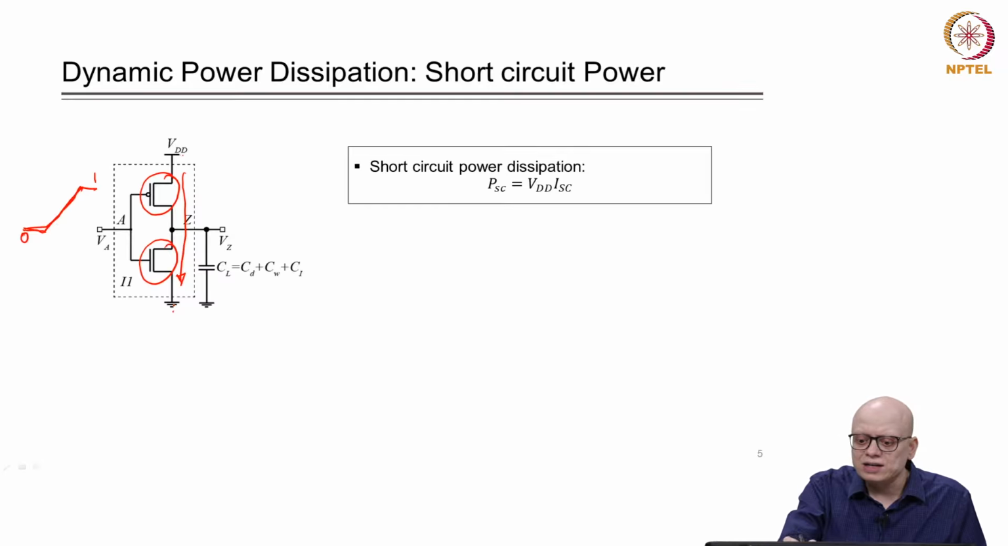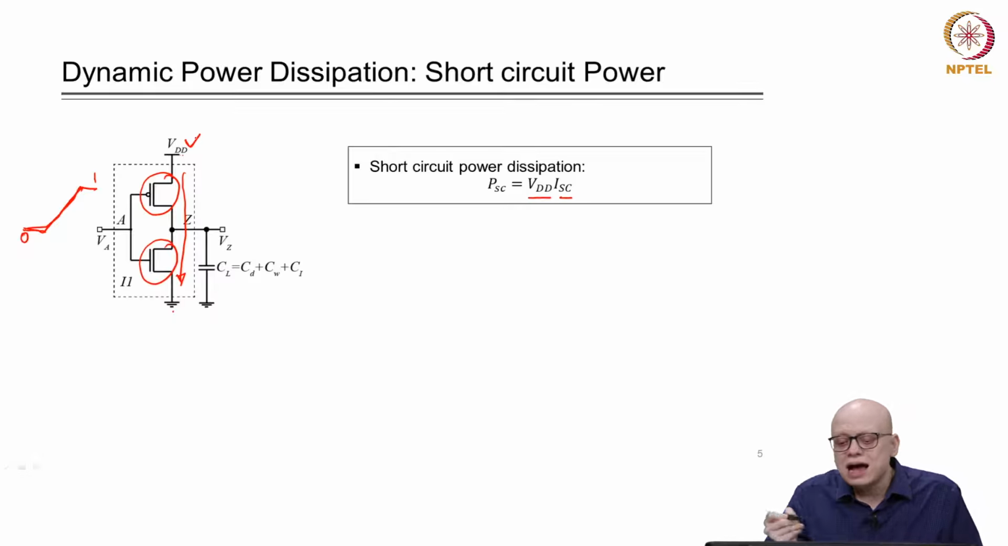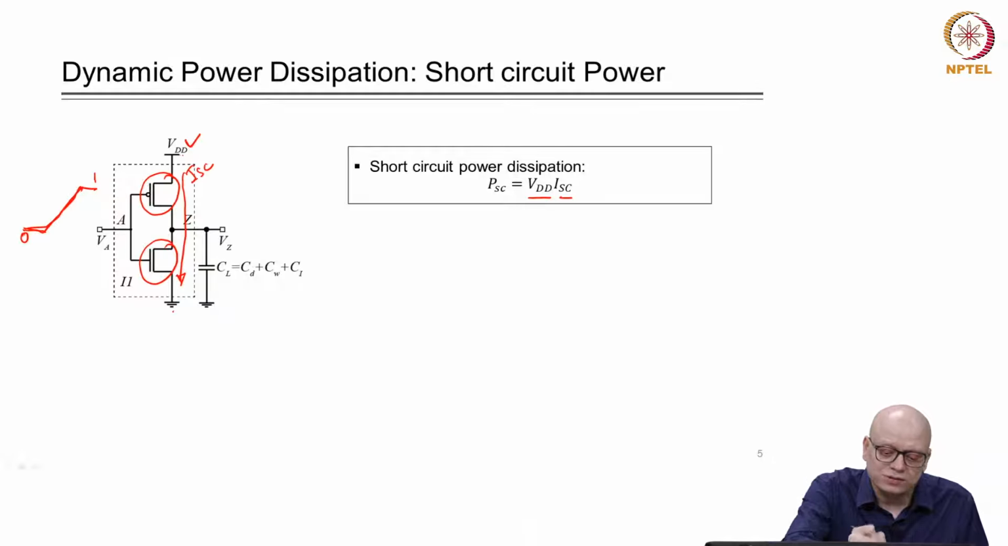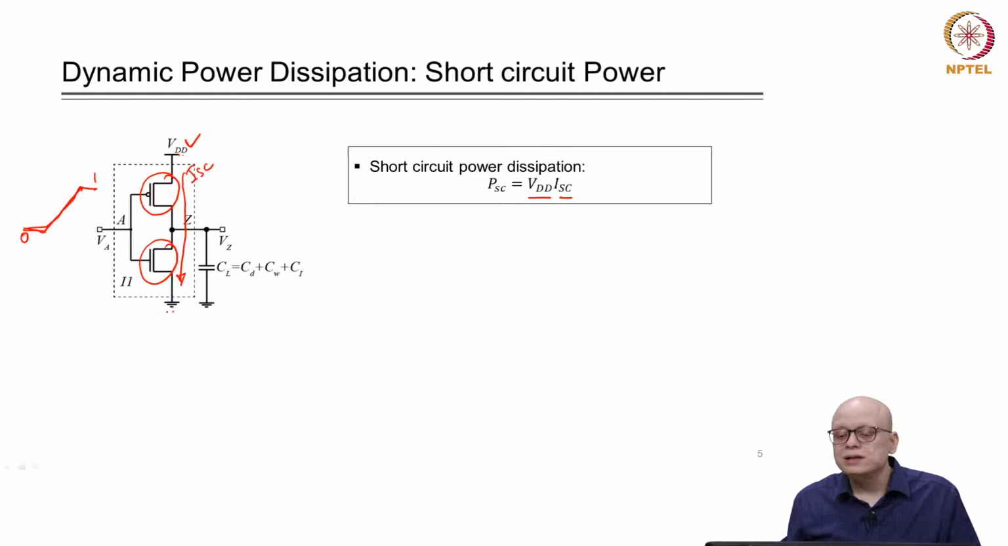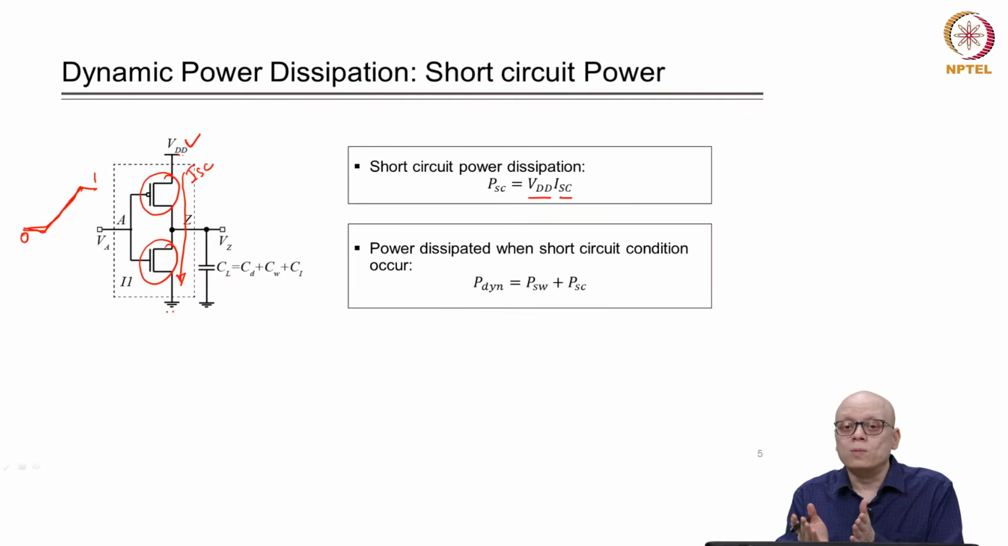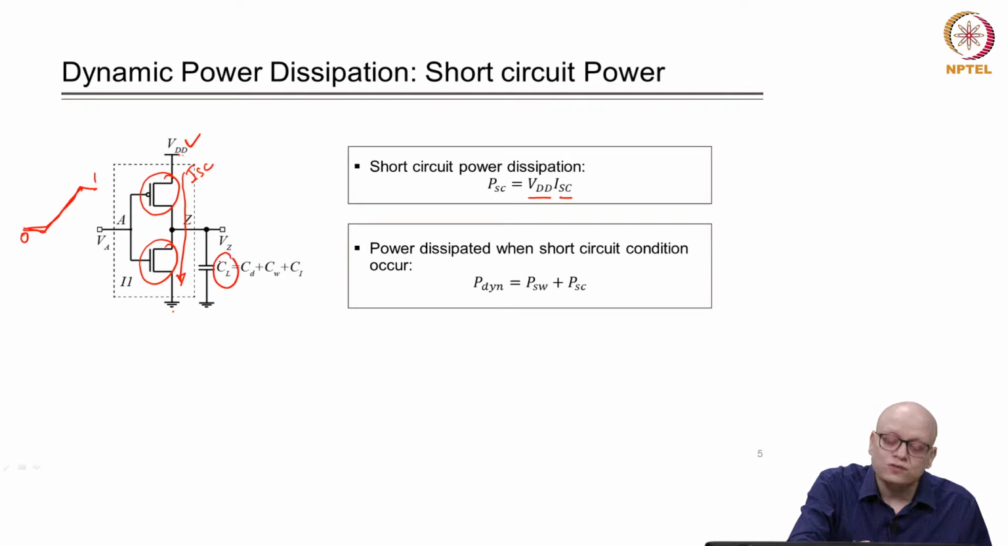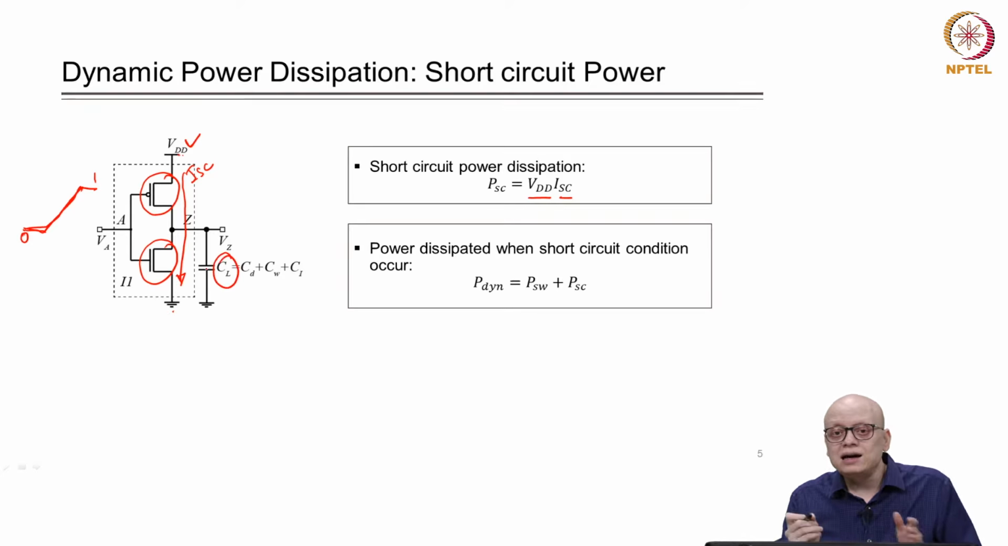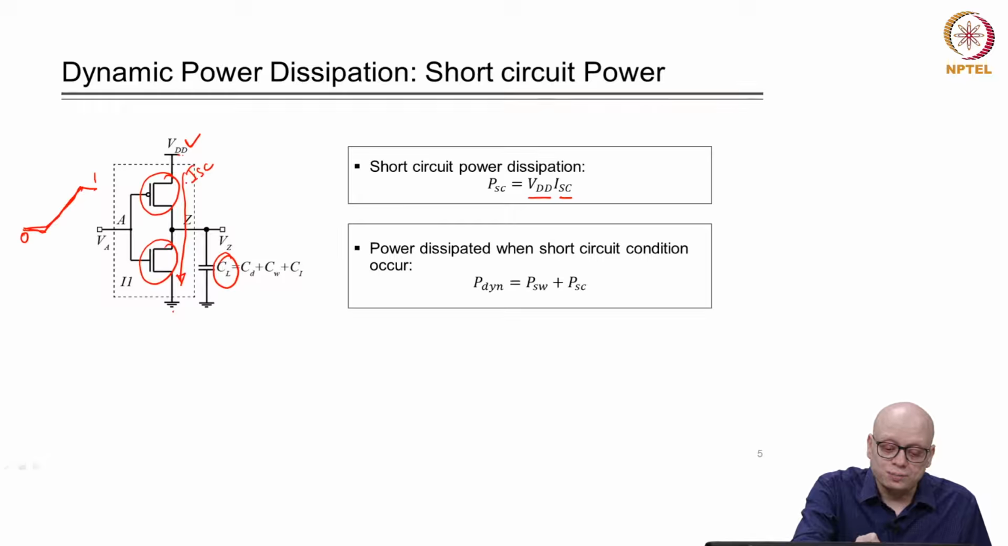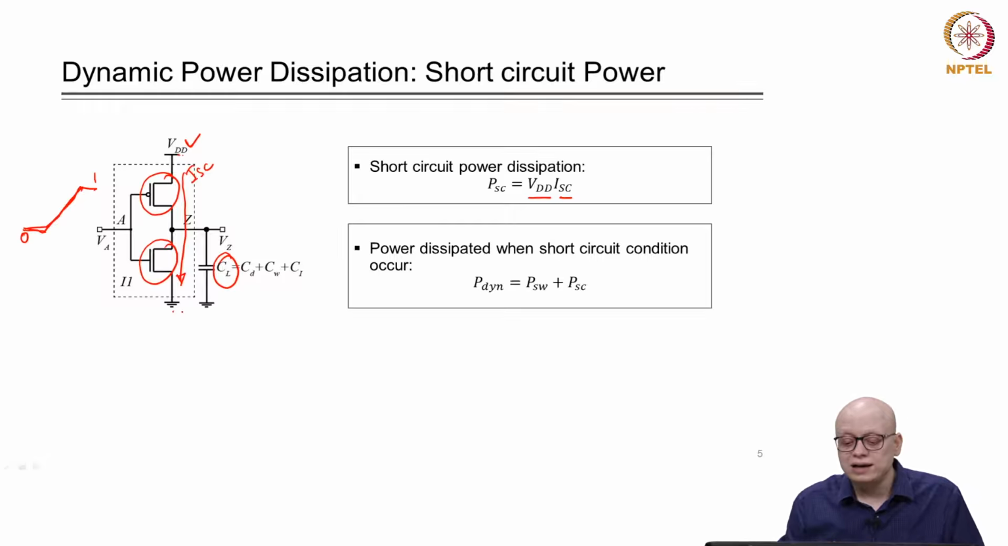So, we can quantify short circuit power as VDD times ISC. VDD is the supply voltage and ISC is the short circuit current, whatever current is flowing from VDD to ground. Now, if we look into the dynamic power dissipation, there are two components. One that we saw in the previous slide was related to switching, the charging and discharging of the load capacitances, and the other is due to the short circuit path from VDD to the ground line. Therefore, the total dynamic power dissipated by a circuit is the sum of these two components.